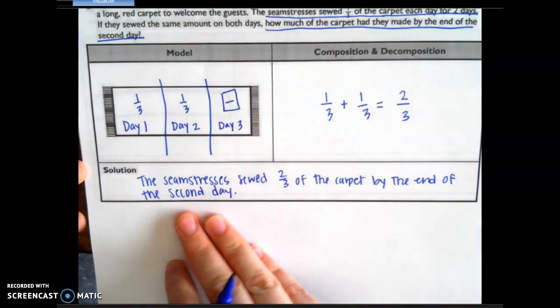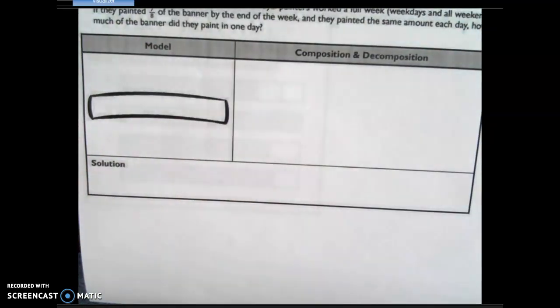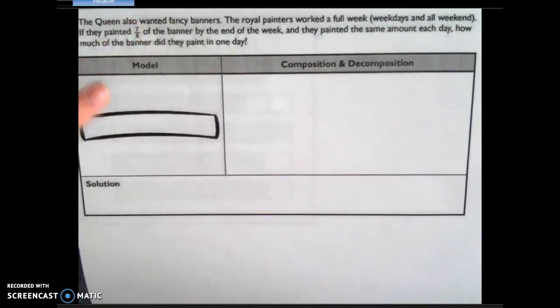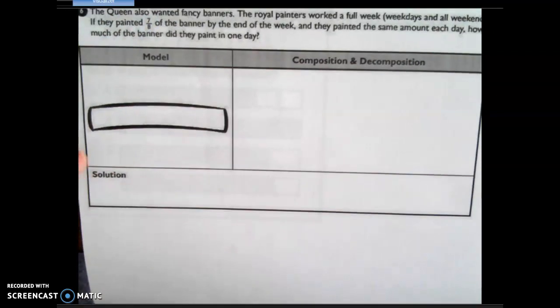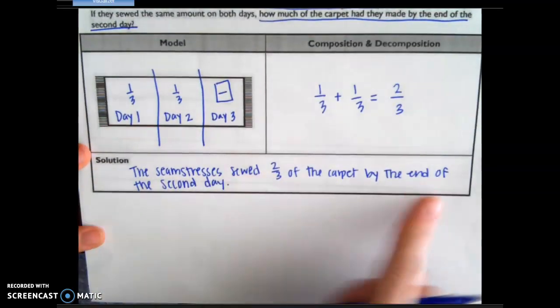And then you guys are going to do something really similar right here. This one is talking about banners. So you're going to break up your model, represent each unit fraction, and then compose your fraction, and give me a solution. It is important that you're answering in a complete sentence.